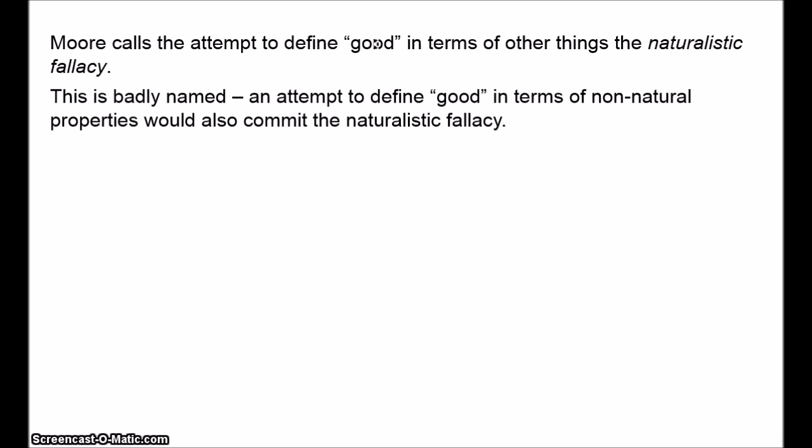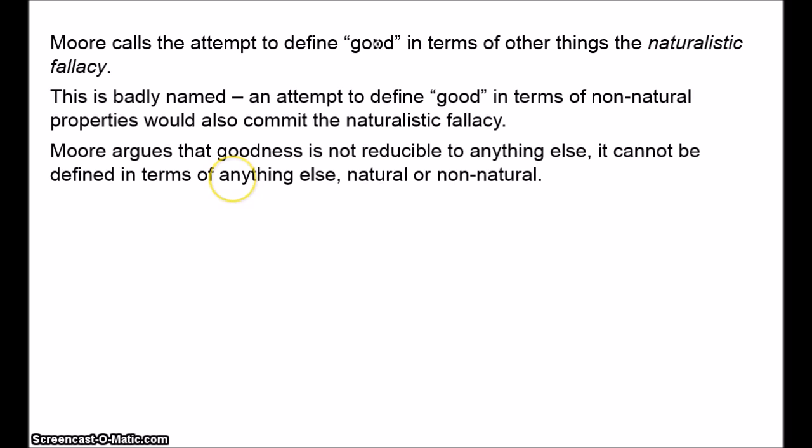Think about divine command theory, according to which X is good means X is commanded by God. Well, God is a supernatural being. God's commands are non-natural. For Moore, this would also be an example of the naturalistic fallacy, because we can say, without any conceptual confusion, X is commanded by God, but is X good? So although Moore calls it the naturalistic fallacy, keep in mind that he argues that goodness is not reducible to anything else. It cannot be defined in terms of anything else, neither natural things nor non-natural things. Goodness is a basic, unanalysable property.